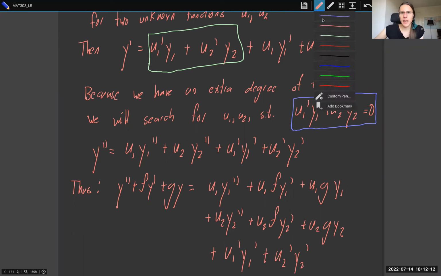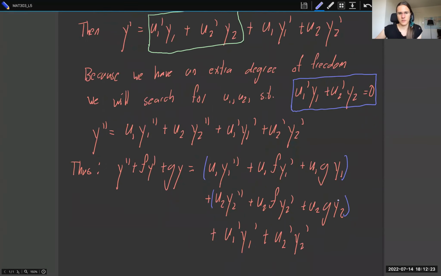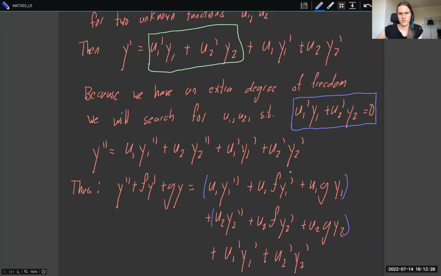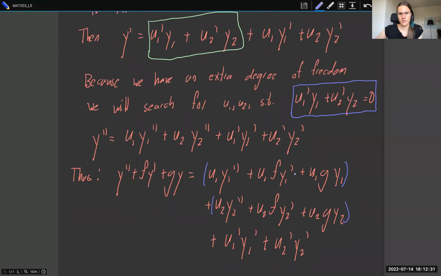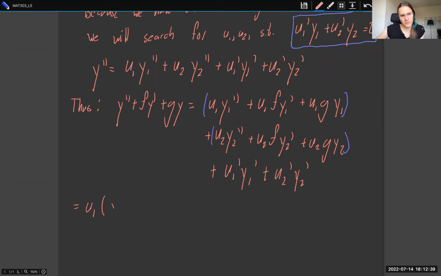Now, what can you tell me about this collection of terms and that collection of terms? I can rewrite it. I can factor u1 out. Oh, we know that's 0. Yep, because this is exactly the equation that y1 satisfies.